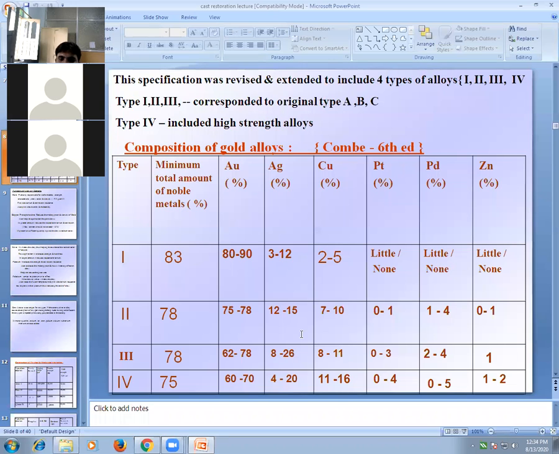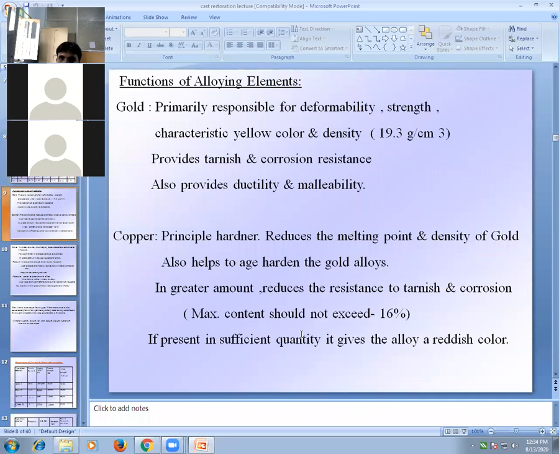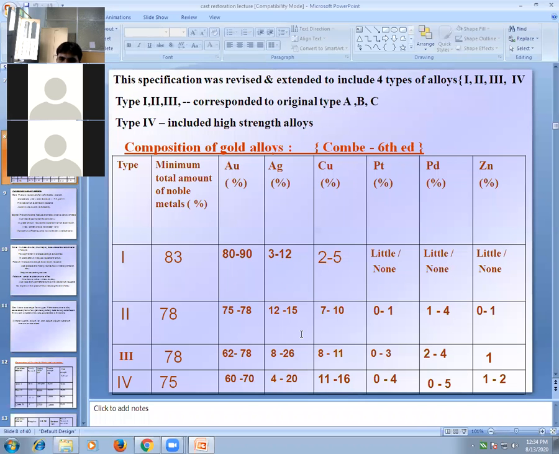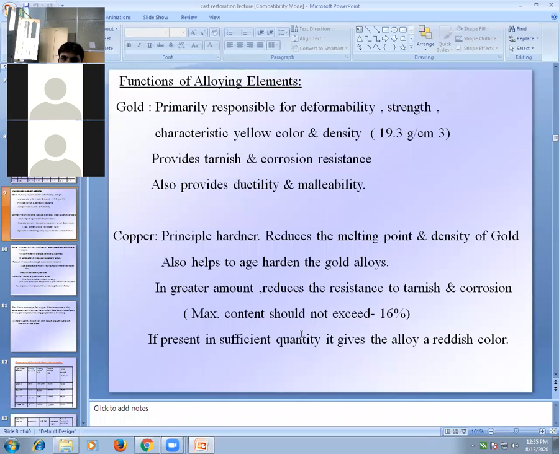It contains 75% of gold and platinum, then 60 to 70%. Then copper is incorporated into this, that is 11 to 16%. Then the rest are the trace elements, right? Platinum, palladium, and zinc. So here you can see silver, gold, copper, platinum, palladium, and zinc. These are the main compositions. So now we will discuss the function of each component.